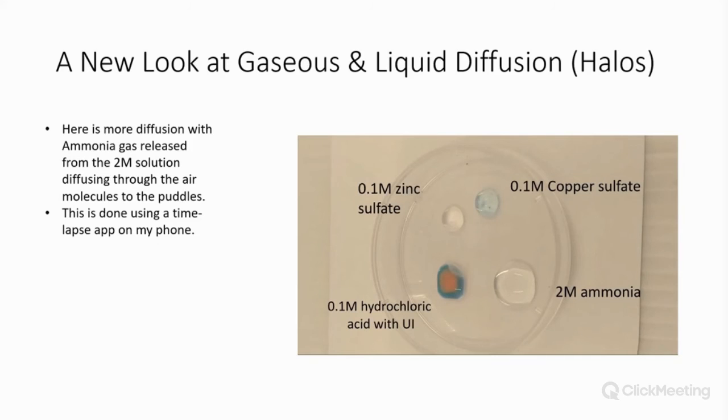So we've got to explain the diffusion of gases, and you can see now diffusion is taking place inside the hydrochloric acid. The outer part of the puddle is going alkaline, and the inner part is still acidic. So the reaction is gradually moving through the puddle.